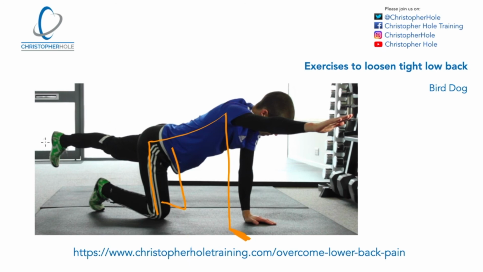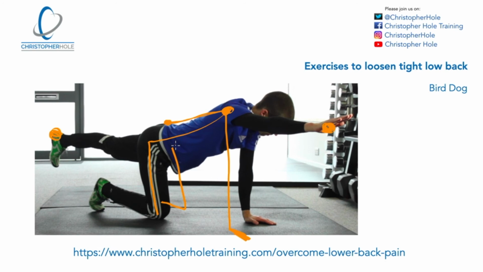What I'm then doing is I'm lifting my left foot and my right arm. So I'm lifting the opposite arm and opposite leg. Now what this is doing, this is creating instability from the right side here to the left side here. So it's causing my torso and my hips to become more stable.